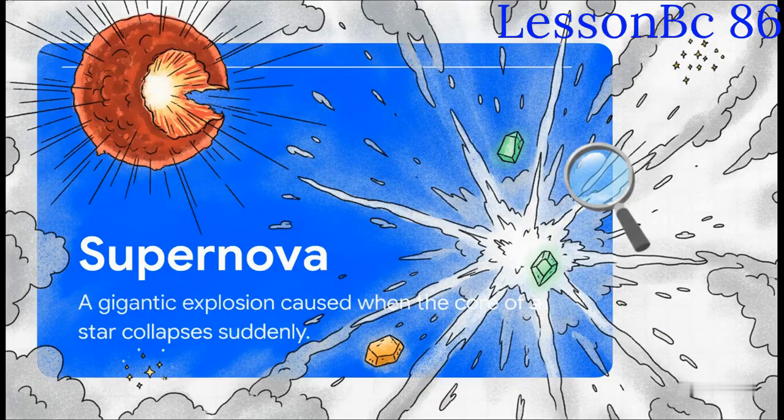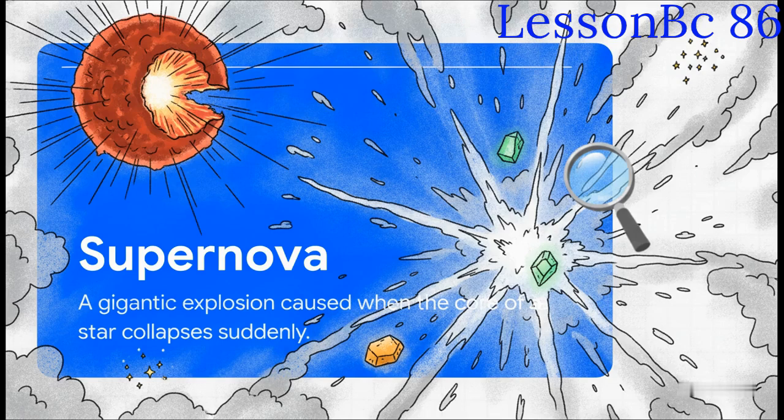But gravity is absolutely relentless. Once the fusion reactions inside that massive red supergiant can no longer hold up the colossal weight of the outer layers, the core simply collapses in a fraction of a second. This causes a massive rebound effect, a gigantic, violent explosion known as a supernova. This is literally one of the most energetic events in the entire universe.